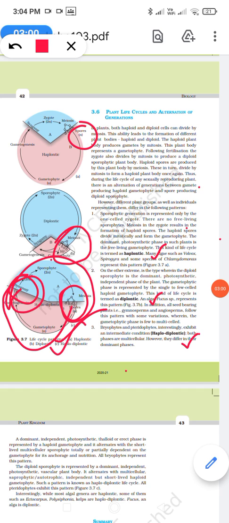So we said that there is an intermediate phase, where the two phases are interconnected. They go into sporophyte and then gametophyte, again to sporophyte and gametophyte. That is how it occurs in all the bryophytes. So these are the alternations of generations.